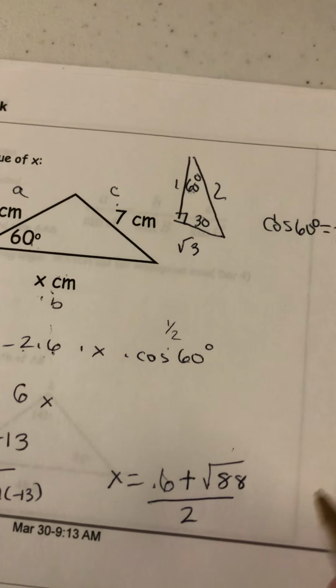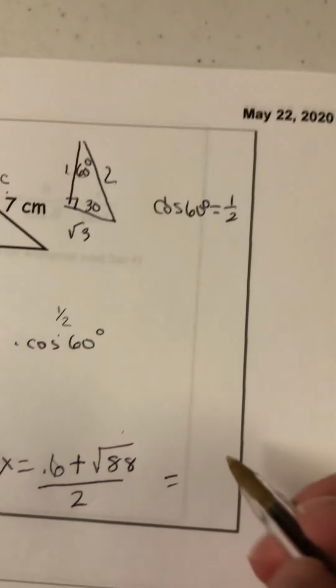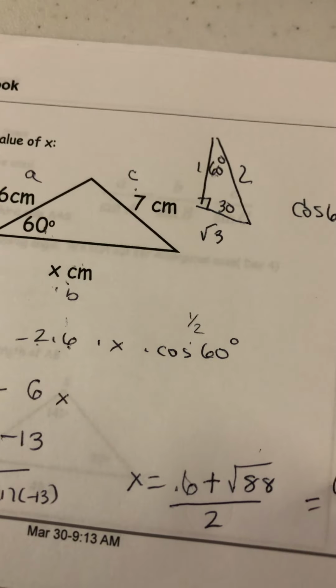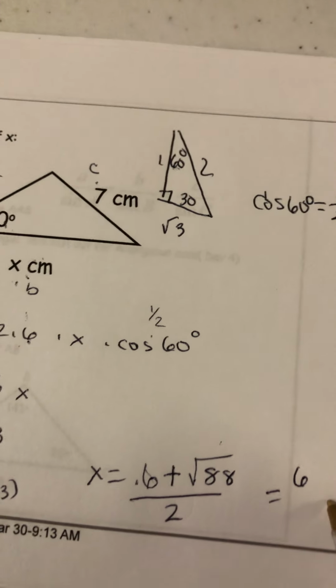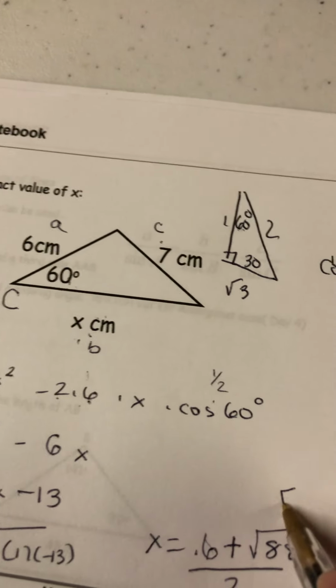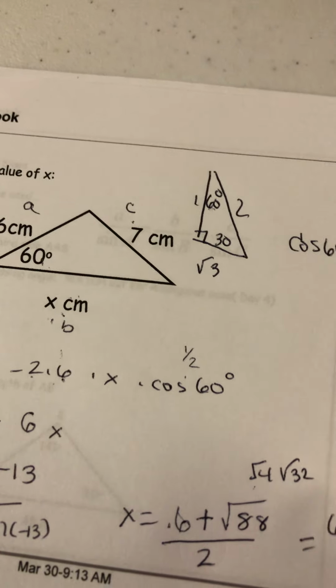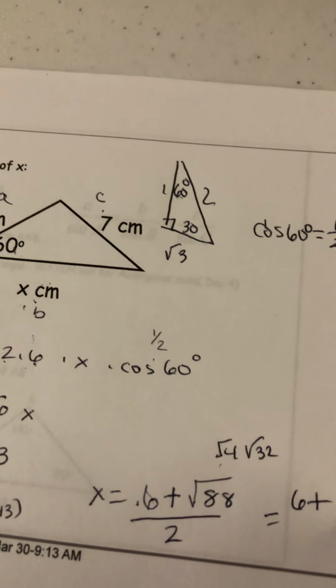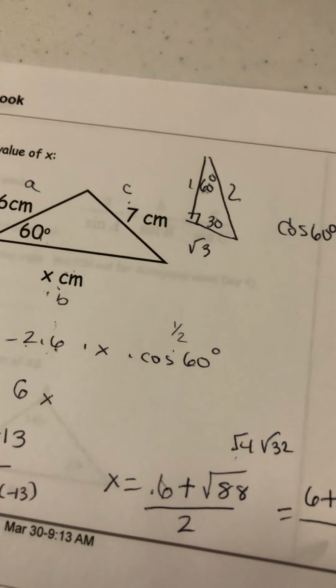Now, they do ask for the exact answer, so we might need to review simplifying radicals. How do we break down the 88? 4 and 22, you got it. Square root of 4 times square root of 22. So this will be 6 plus 2 square roots of 22, over 2.